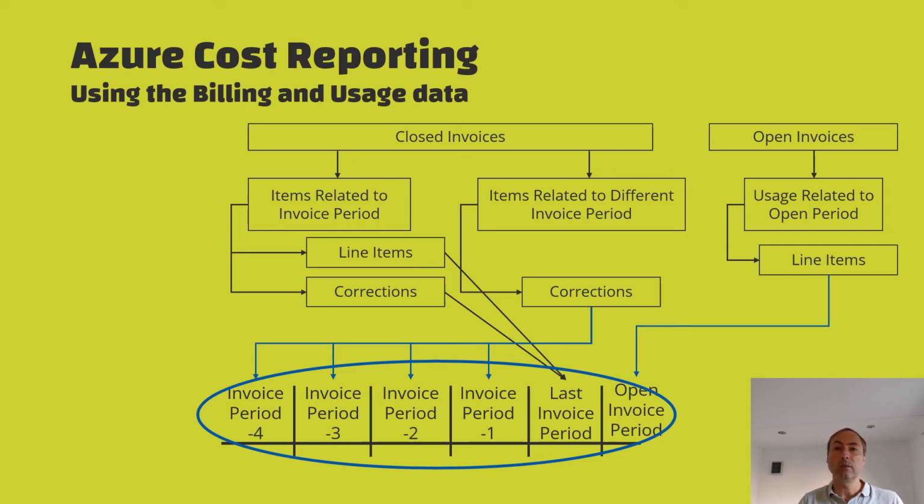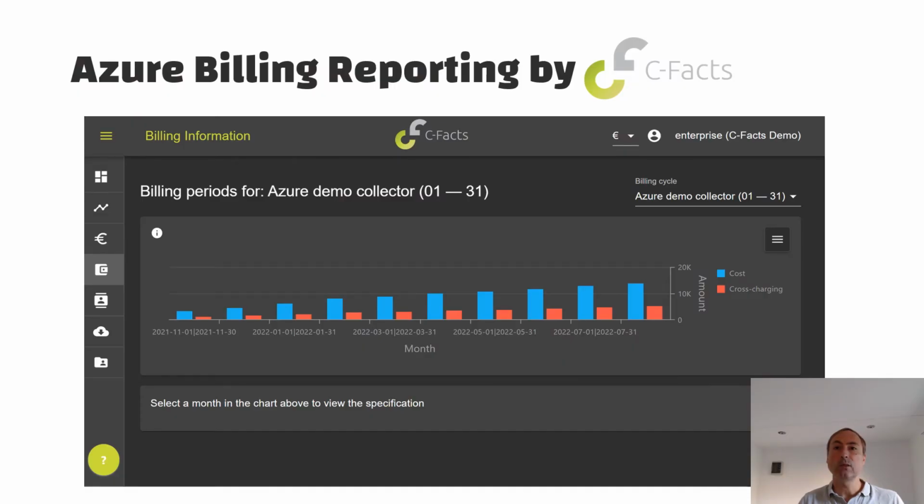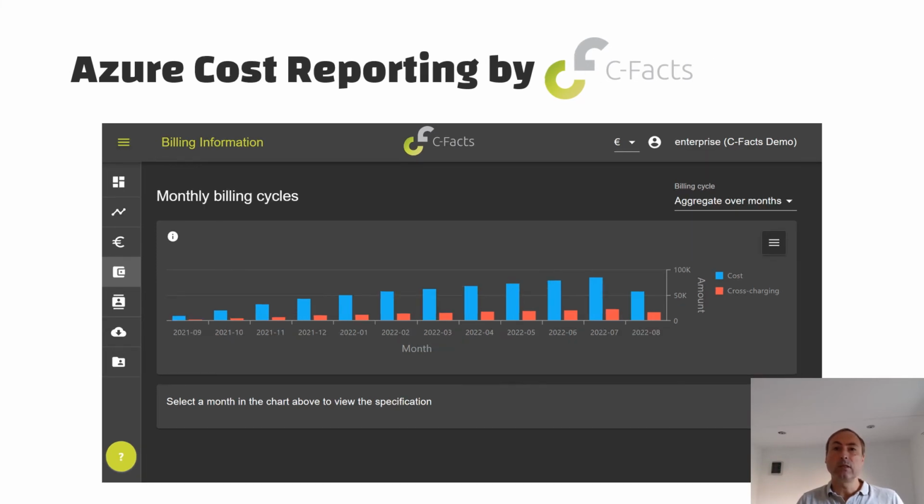Now, like I mentioned, CFEX supports both the billing and cost reporting. So here we see an example of the billing reporting, where I've selected a specific Azure data source with its billing cycle. And now the data is visualized based on the invoice and its billing cycle. And then we can create the same overview based on aggregated over calendar months. And this is a cost-based reporting.